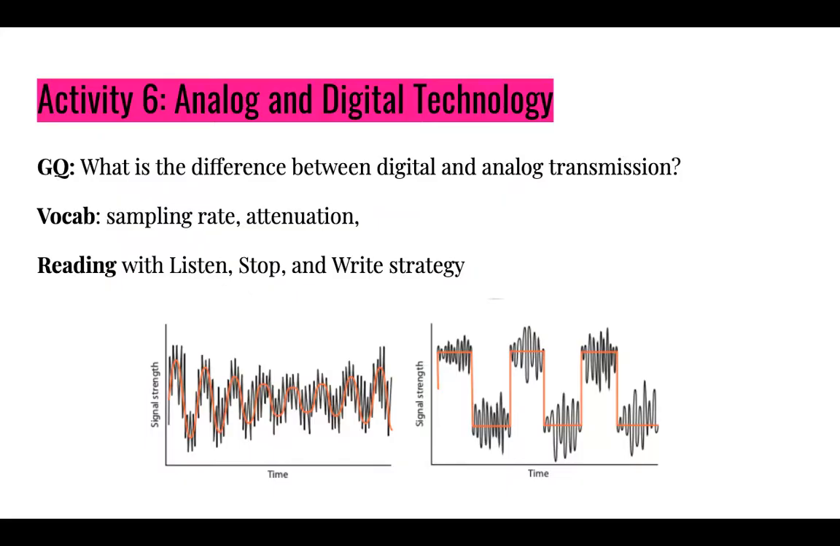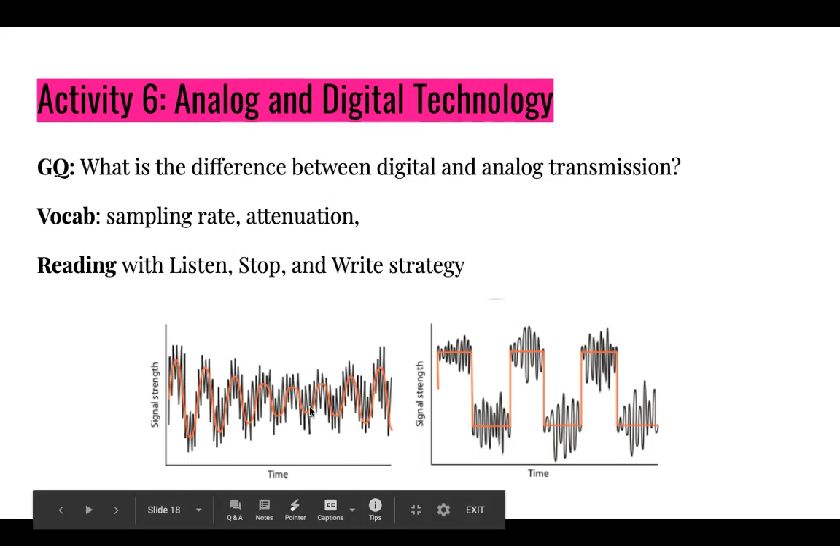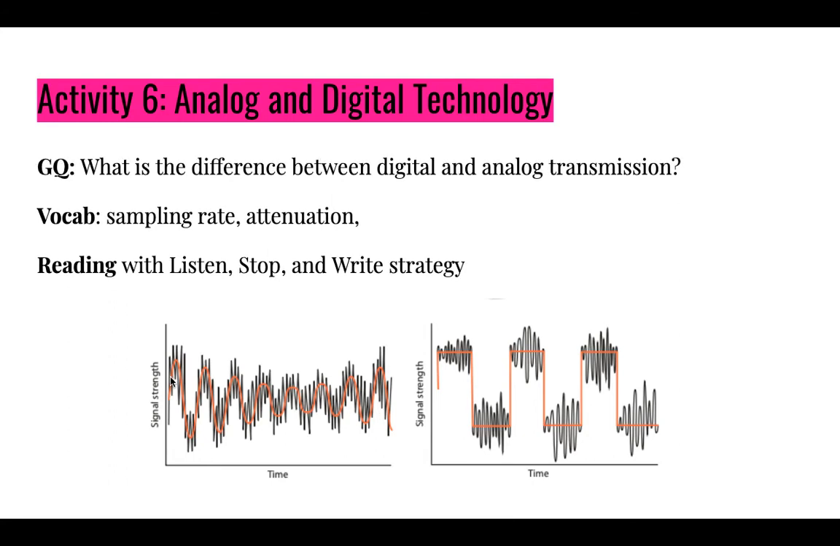Activity 6, analog and digital technology. Here's where we talked about the difference between the digital signal and the analog signal and the transmission of that. We looked at sampling rate, how if I have the analog, which is this original, I can take certain information at certain periods of time, and that's the sampling rate. The more information I take in a shorter amount of time, that sampling rate increases, and I get a better sound from the original sound. We also talked about attenuation, which was as the wave moves through a medium, energy of the wave decreases, and then amplitude decreases, and then I have to amplify it to bring it back up.